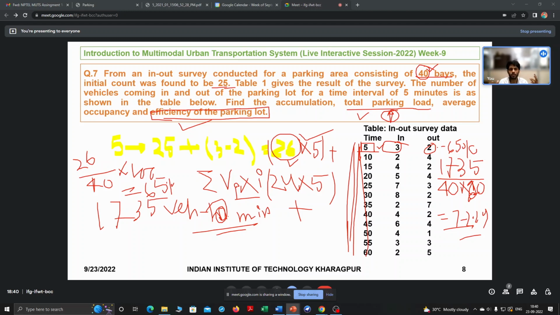Now the overall efficiency of the parking plot: you have already calculated the parking load, and you know the parking capacity is 40 bays into 60 minutes, so total time is 60, that is the vehicle hour distribution. If you divide it, you will get the efficiency of the parking plot, right? So the efficiency here is 72.19. I think it is very straightforward and clear to you. If you calculate it, you will get it, right?